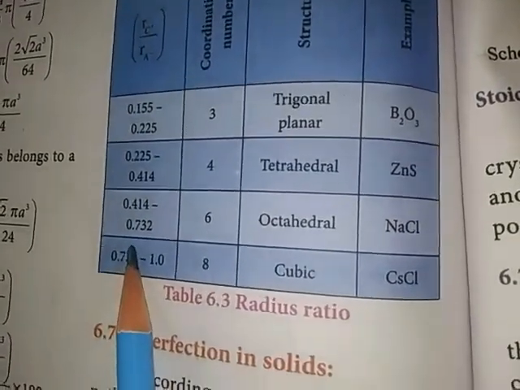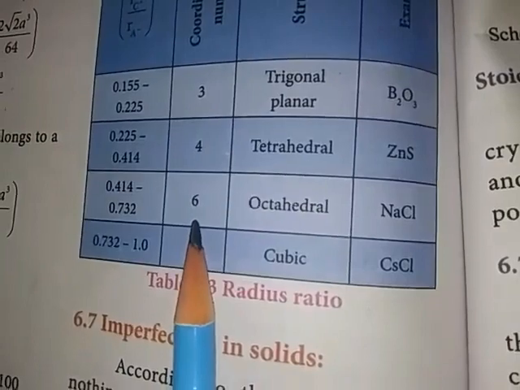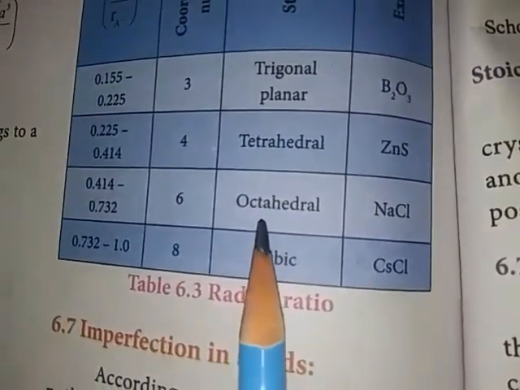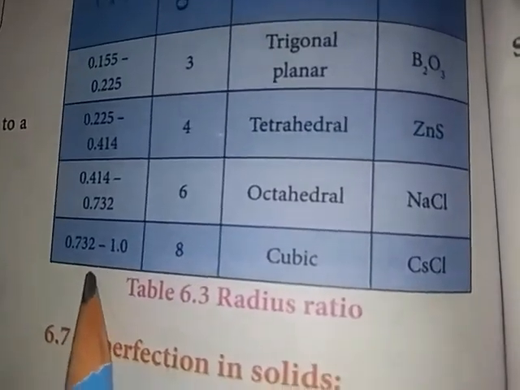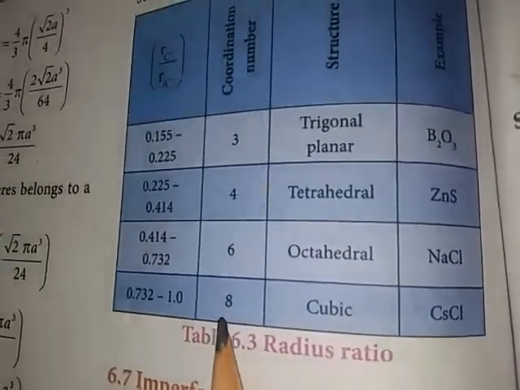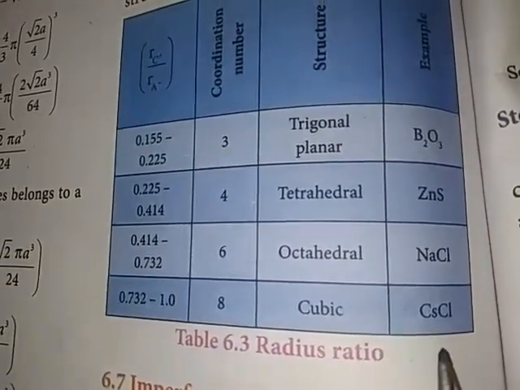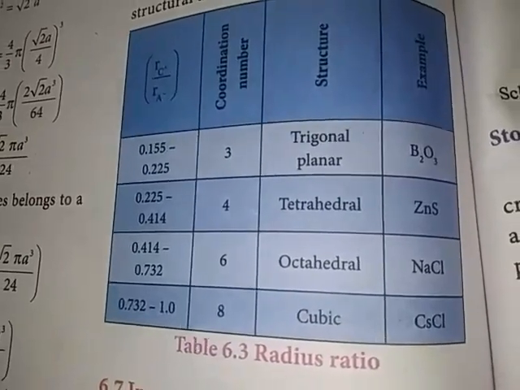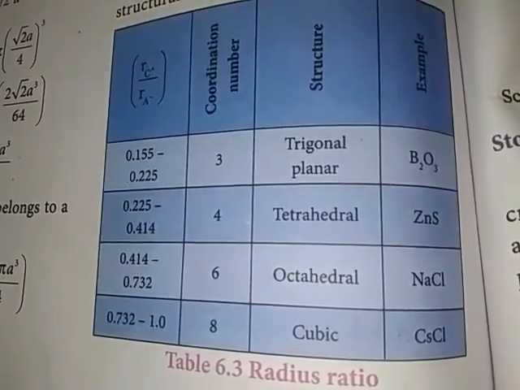And if the radius ratio is 0.414 to 0.732, the coordination number is 6 and the structure is octahedral, an example is NaCl. And if the radius ratio is 0.732 to 1, the coordination number is 8 and that is a cubic structure, an example is CsCl.